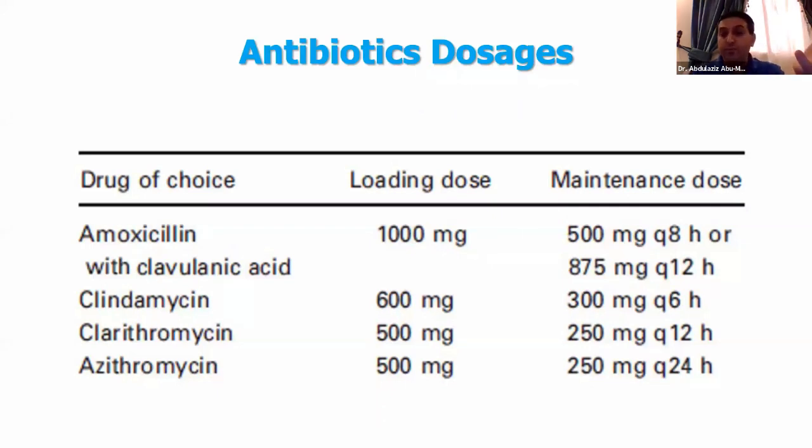Now, there is a tip or a trick you can use, which is the loading dose. If the patient comes to you and there is already a swelling, you might use the loading dose. That means what? You double the first dose. So for the amoxicillin, instead of using 500, you might go with 1,000 for the first dose. For the azithromycin, instead of 250, you go with 500 for the first dose. Then the second and third dose, and later on, will be the same maintenance dose of 250.